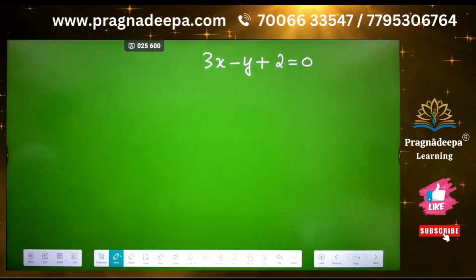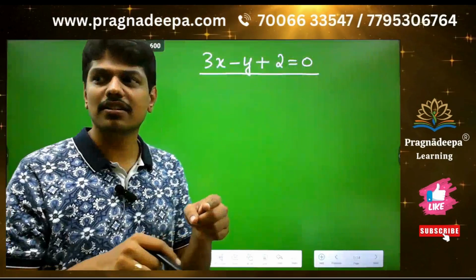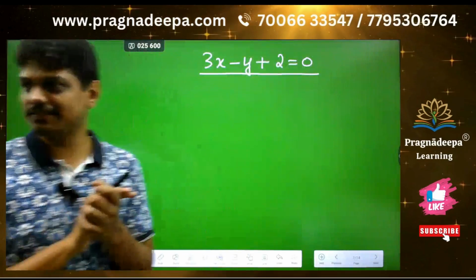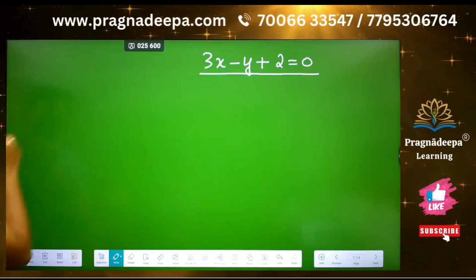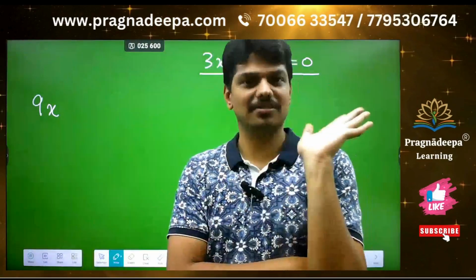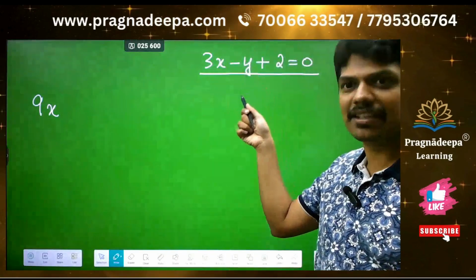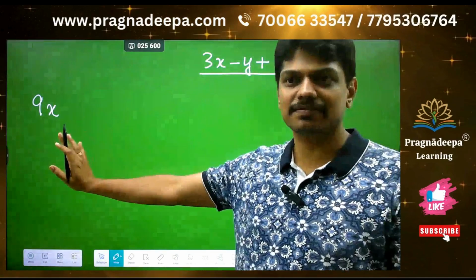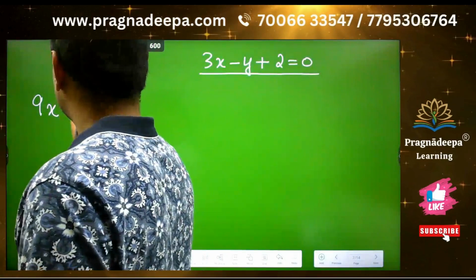This is a line. Now what I have to do for this line, I have to draw one intersecting line. So suppose I fix the ratio 9x. What is the ratio A1 by A2? 1 by 3. So B1 by B2 should not be 1 by 3, that is, it should not be equal. So should I write minus 3? I should not write minus 3. Okay, I'll write plus 5y.